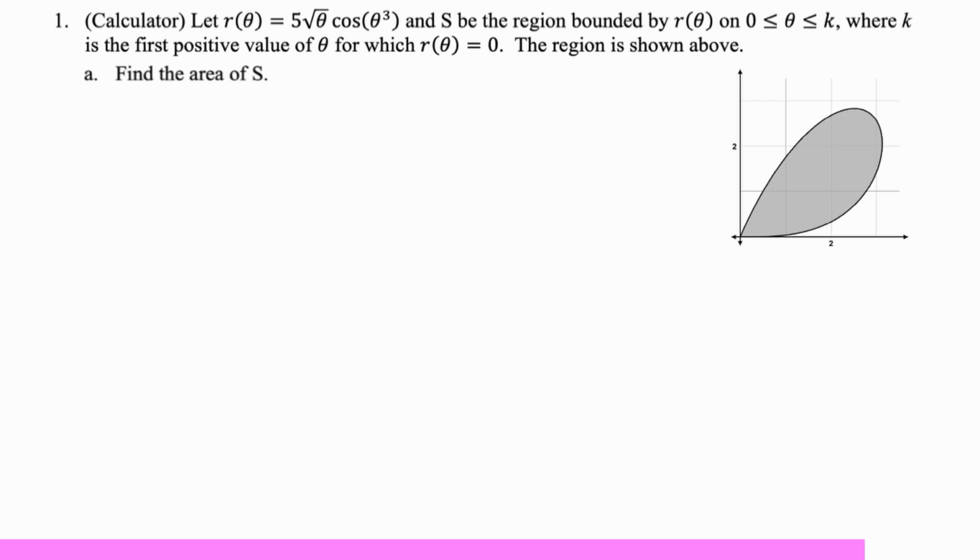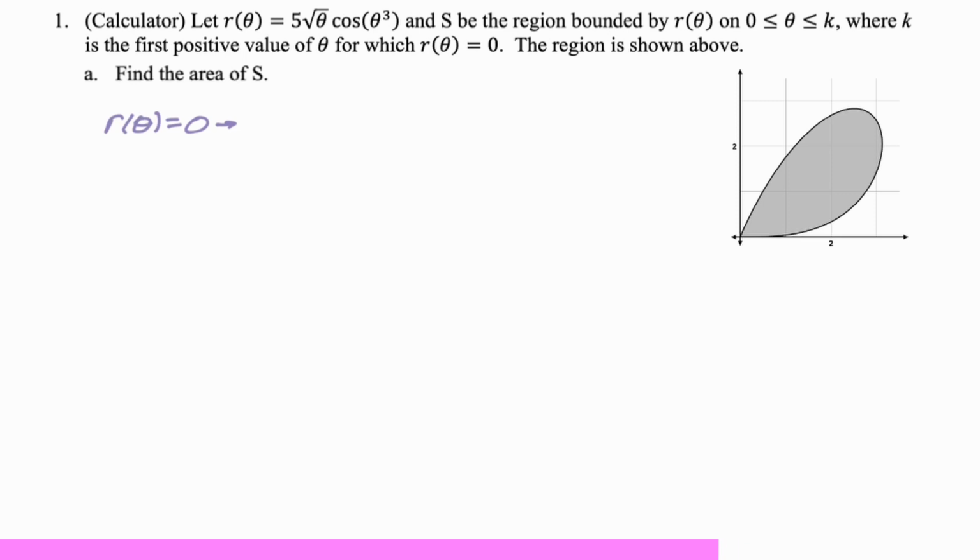Let r of theta equal 5 root theta cosine of theta cubed, and S be the region bounded by r of theta on 0 to k, where k is the first positive value of theta for which r of theta equals 0. The region is shown above, but I moved it. So we need to find the area of S, which means we really need to find k. That's going to be important to the entire thing. So I need to figure out when r of theta is equal to 0.